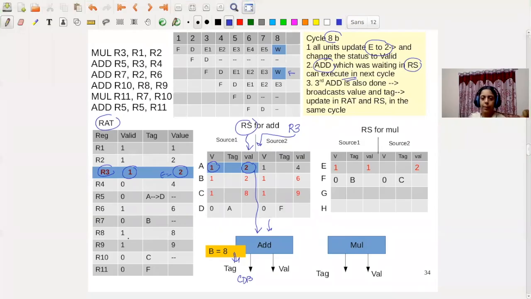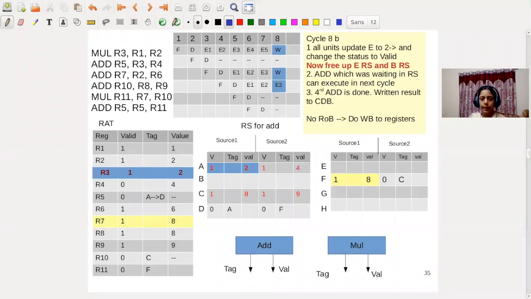Now similar steps happen for the B reservation station also. You match the tag in the RAT and you also match the tag in the reservation station and update its value. In the same cycle, it is going to get updated and then the valid is also going to get updated. Now we can free up the E and the B reservation stations because we are done using these names. No other places in the architecture have the name E and B at the sources or at the destination. So now you can free the reservation stations, and therefore these have now been freed.